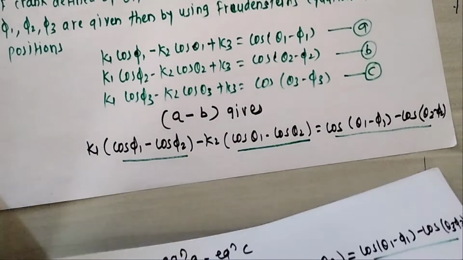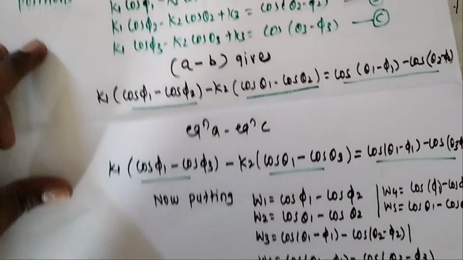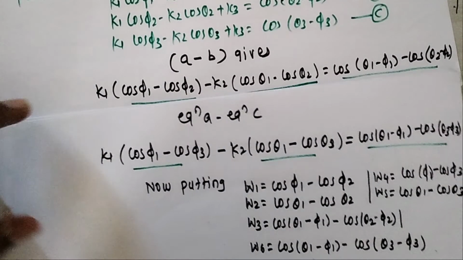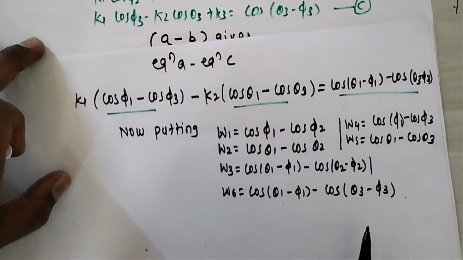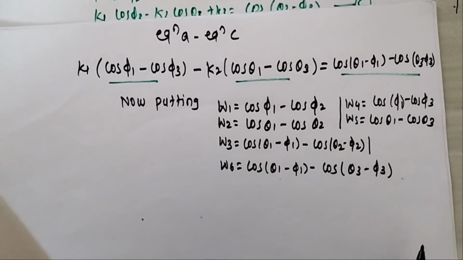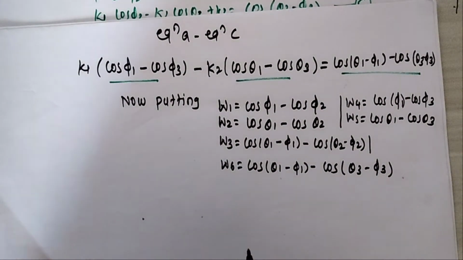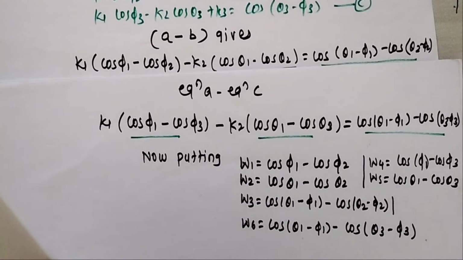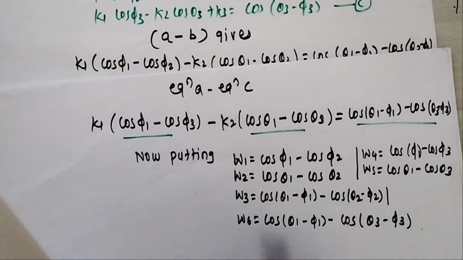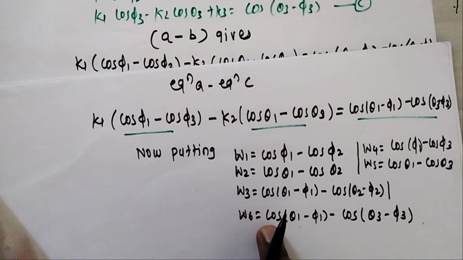Now writing the coefficients of K1, K2 in terms of W1 to W6, we get these 6 coefficients. So we have these 6 coefficients W1 to W6. I explained how we obtain them. So now the equation A minus B and equation A minus C that we obtained, we can write in terms of these coefficients.